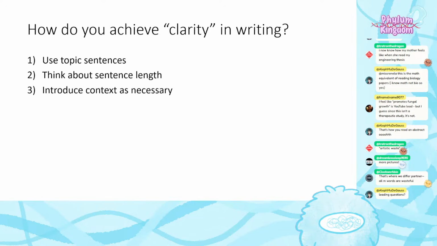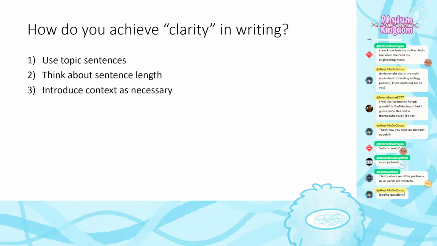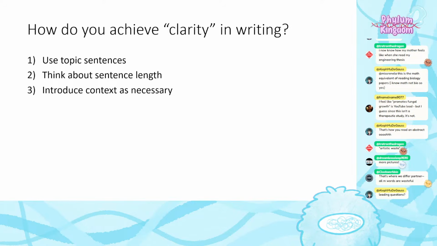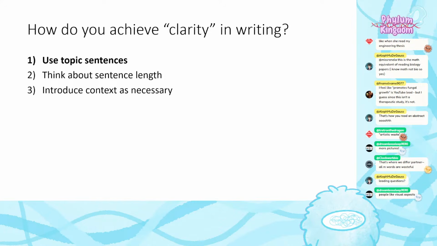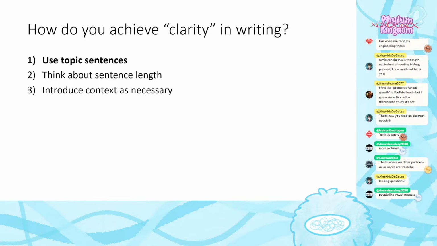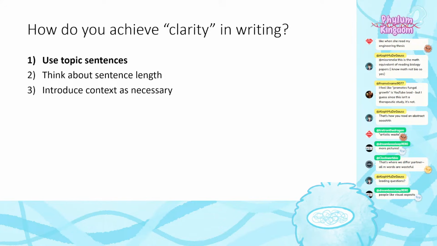Okay. So how do you achieve clarity in writing? Use topic sentences, think about sentence length, and introduce context as necessary. Okay, topic sentences. People like visual aspects. Yeah, I mean, this PowerPoint is all about writing, and it's 100 slides long, so I didn't put any pictures in here. It's mostly just me talking at you. But the benefit of YouTube is that you don't have to communicate all of your ideas in the script. You have visuals, and I'll get into the style aspect, how Clockwork and I approach visuals differently.